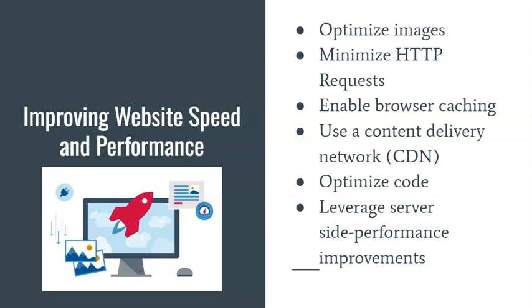The first thing we're going to look at is optimizing your images, minimizing your HTTP requests. Also, I will explain a bit about enabling browser caching, because it's important. Also, using a content delivery network to deliver some of the content on your website. And we'll look at optimizing your website code, as well as leveraging server-side performance improvements.